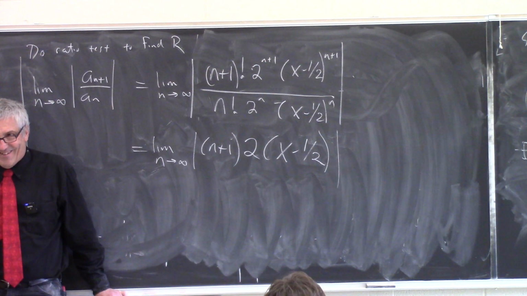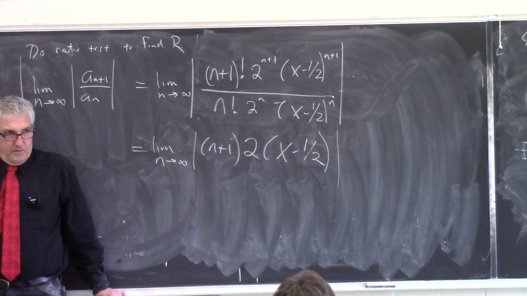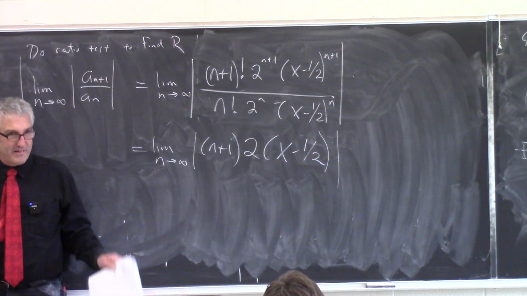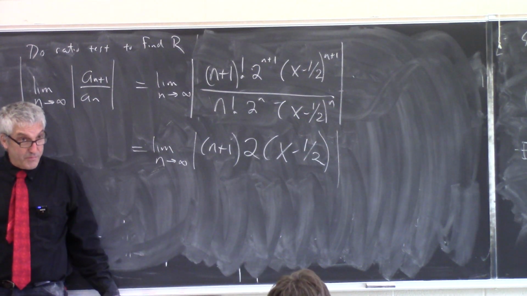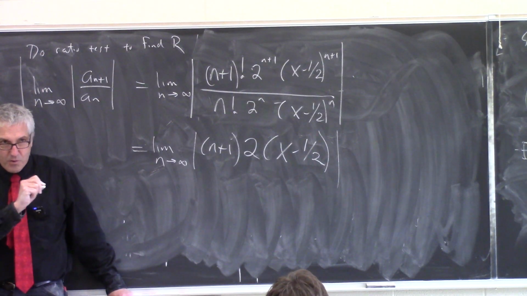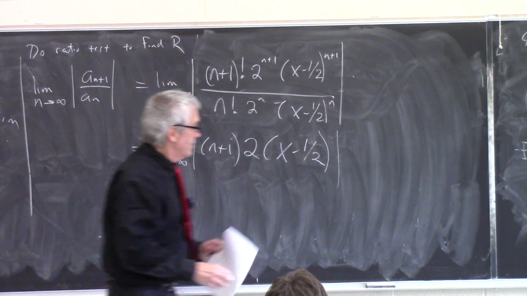Yeah, Marcy? We could take 2 times the quantity x minus 1/2 out in front of the limit. That's the bad thing. That's what everybody says. This is why, remember what I said about the boring rules of limits? Here's a case where the chickens come home to roost.